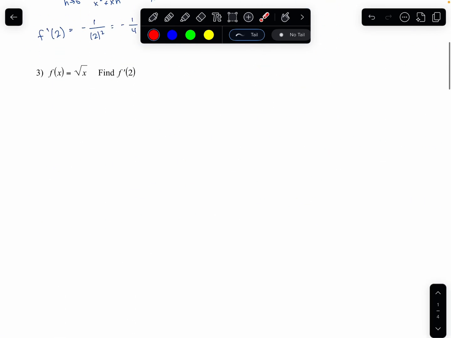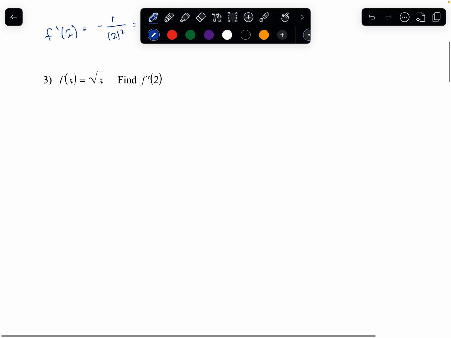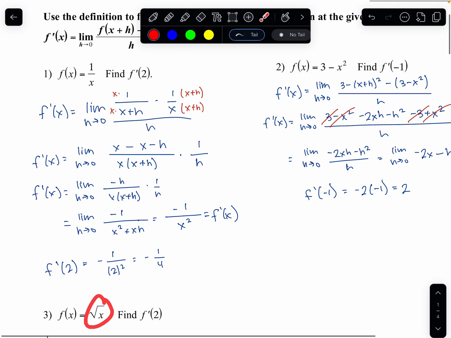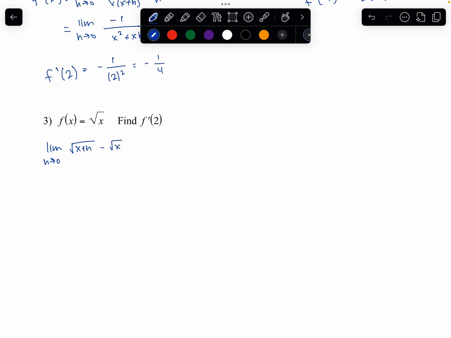All right, for 3. Going again, we're going to have the limit as h approaches 0. We're going to have to use x plus h for x for the first part. So x plus h, plugging that in. So that'd be the square root of x plus h minus f of x, which is square root of x, over h. So this will be f prime of x. Okay, that's going to be equal to the limit as h approaches 0.